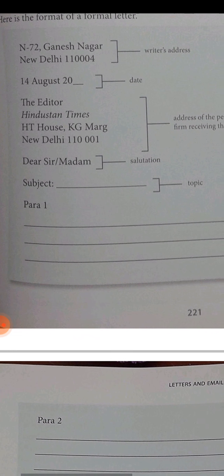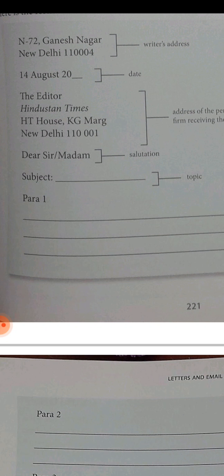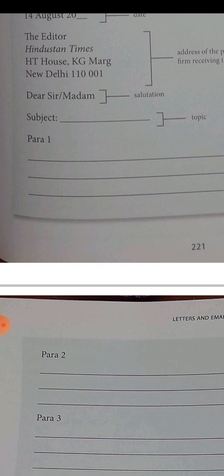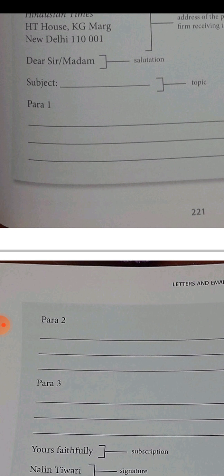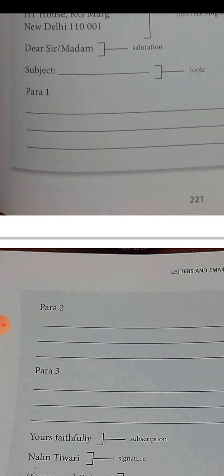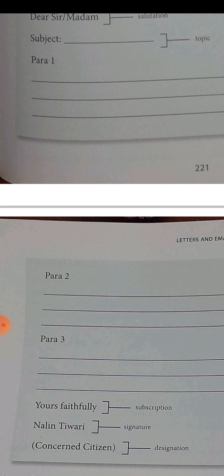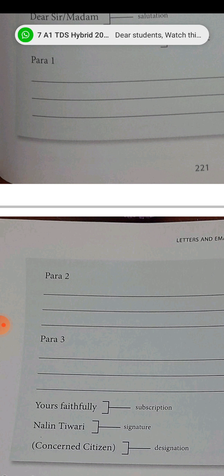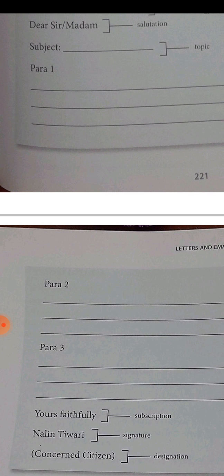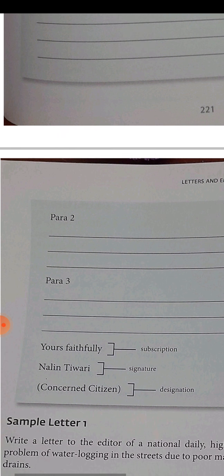Below salutation you will write the subject of the letter, and below the subject you will write the body of the letter, which can be composed of more than one paragraph as well. So here three paragraphs are given, so you will divide the body of the informal letter into paragraphs.